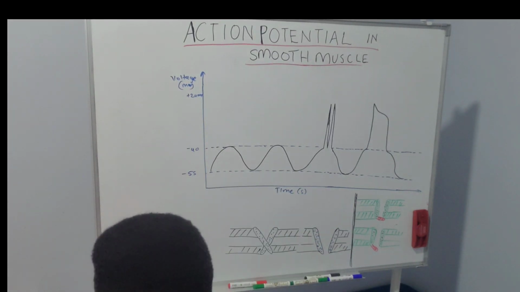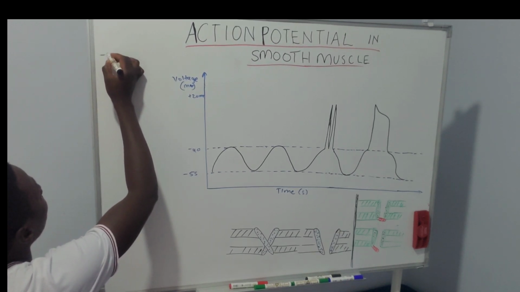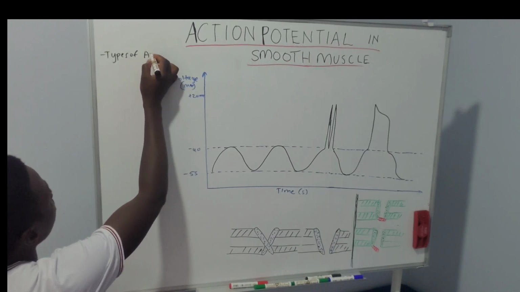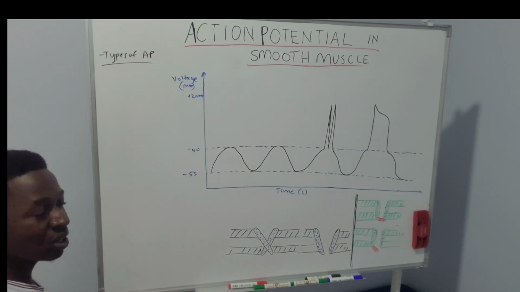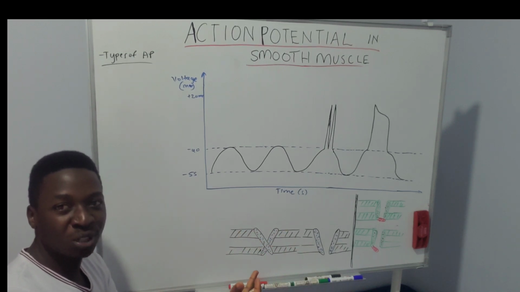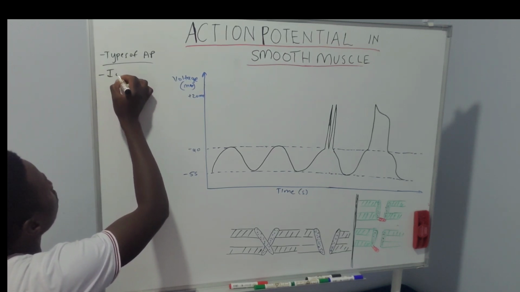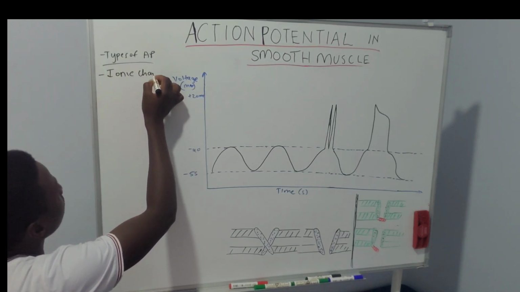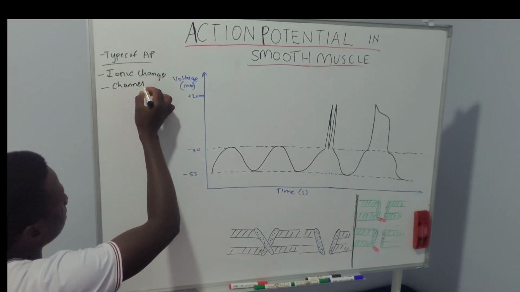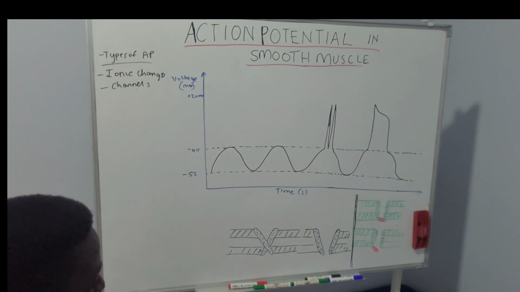Alright, so what do we need to know about the action potential of smooth muscles? One, we need to know about the different types of smooth muscle action potentials. This is something unique in that smooth muscle can have several types of action potential which we've not seen with the other muscles. Two, of course, we need to know about the ionic changes. And then we need to know about the different channels that open and close to give us these ionic changes.